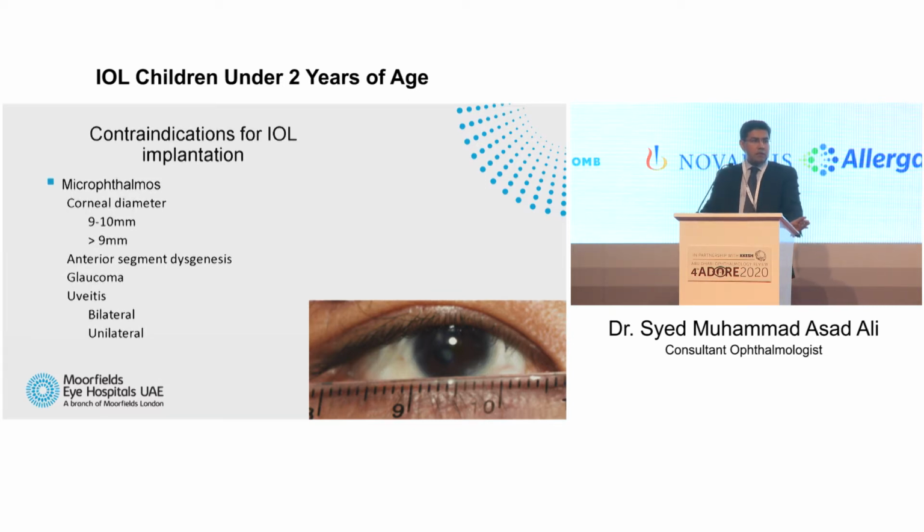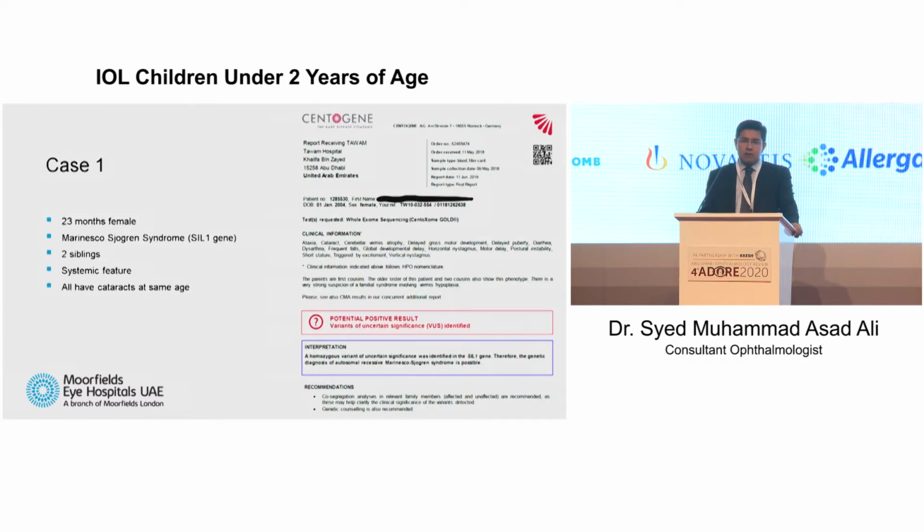So there are a few contraindications when we should not be using intraocular lenses. Mainly it's microphthalmia, judged by corneal diameter. If it's between 9 and 10 millimeters, it's a relative contraindication, but less than 9 millimeters corneal diameter is an absolute contraindication to putting an IOL. Anterior segment dysgenesis, glaucoma, especially uncontrolled, and uveitis: it's not recommended to put a lens because it can cause chronic inflammation. So just to end the talk, I'll present two cases with video presentation.